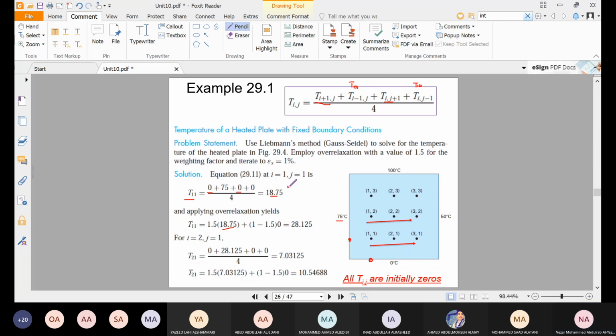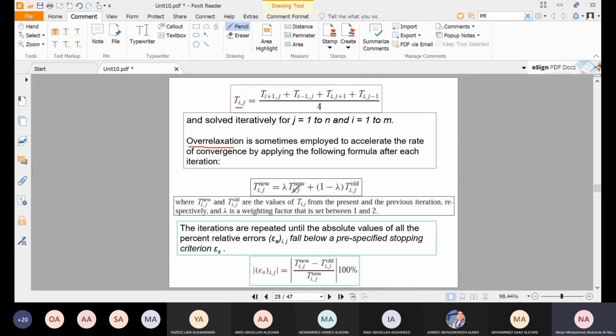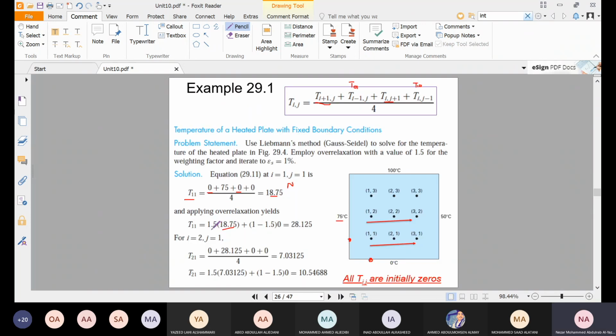Now this is the new value that you compute. After that, you substitute in the over-relaxation formula: lambda multiplied by the new. The new is 18.75 and lambda is 1.5. So you have 1.5 multiplied by 18.75, plus 1 minus lambda in the formula, multiplied by the old value of T11. We said the old value of T11 is 0, since we assume the old values for all the temperatures here are zeros.